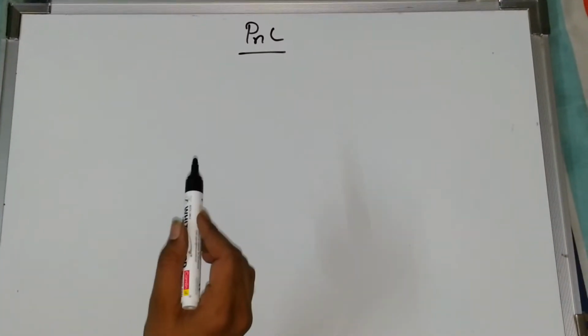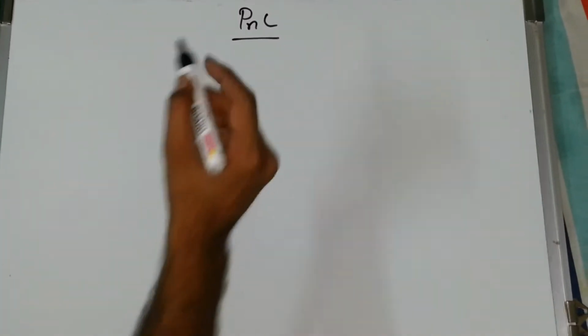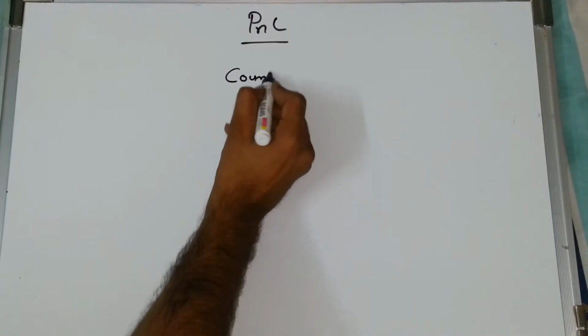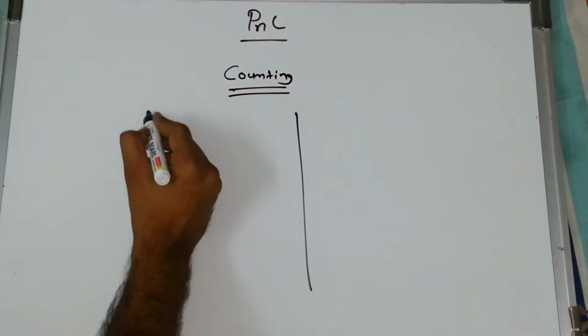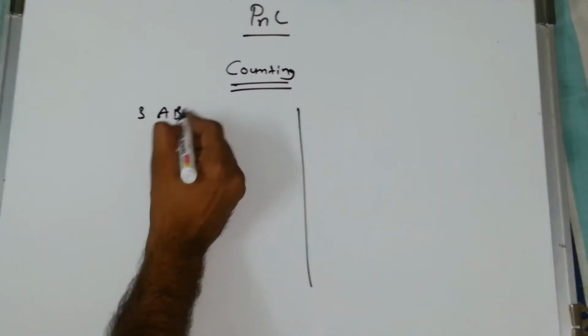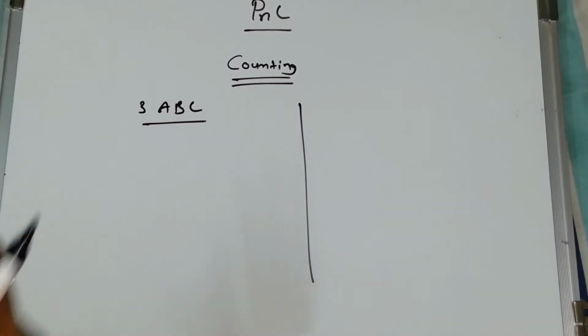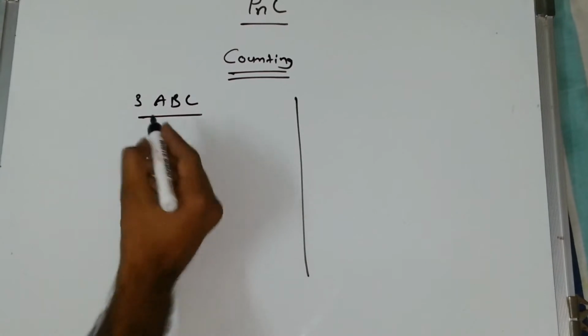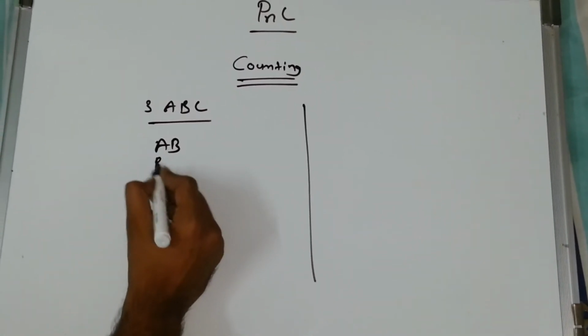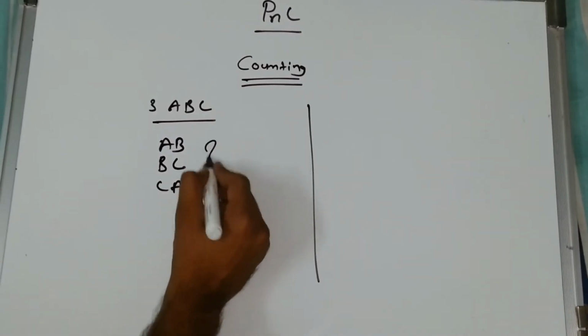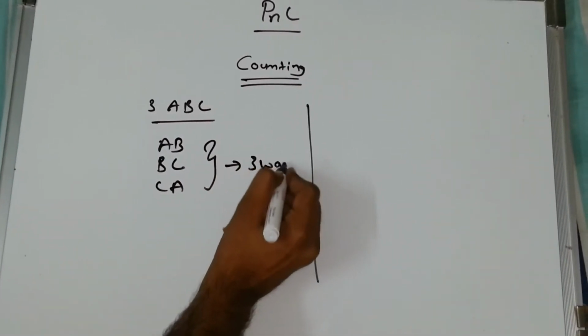Let us start with PNC, that is permutations and combinations. There are two ways of counting. Let us suppose there are 3 students, that is A, B and C. Now I want 2 students out of 3, that is selections. How many ways of doing that? Let us see. AB, BC and CA. There are in all 3 ways.